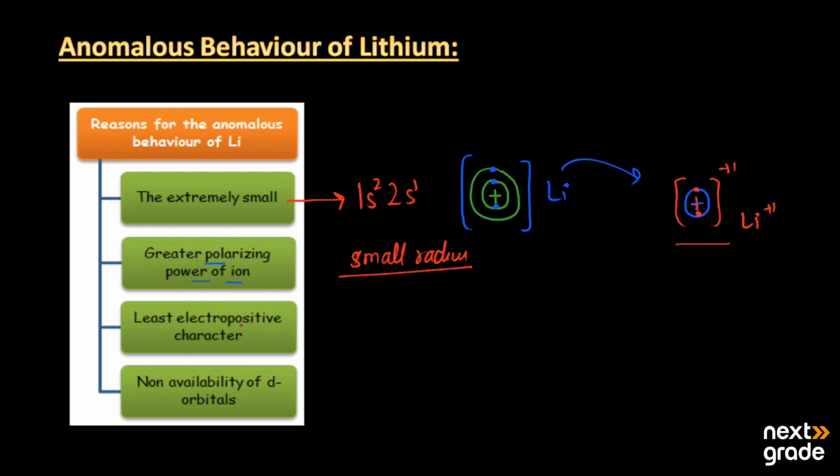Then it has the least electropositive character. As we move down the group from lithium to sodium and from sodium to potassium, the electropositive character increases. But lithium is the least electropositive among all. On the other hand, it has no d orbitals, or non-availability of d orbitals. This makes the behavior of lithium peculiar, or anomalous, from the other group elements.